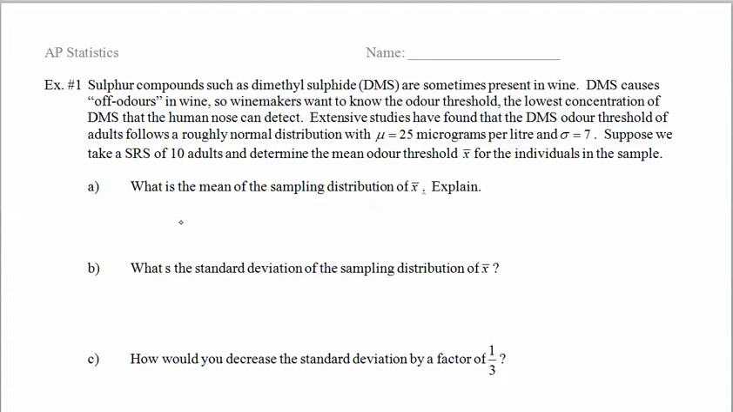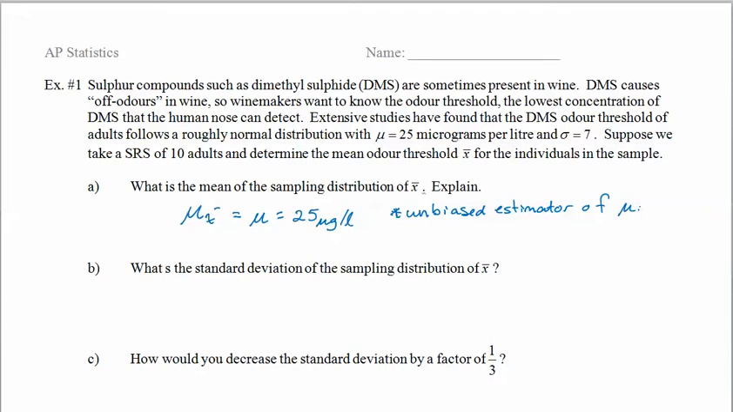So from what we've learned already, the mean of the sample distribution is the same as the mean of the population, which is 25 micrograms. And it just happens that mu is the symbol for micro as well, micrograms per liter. And why is that the mean? Because it is an unbiased estimator of mu.